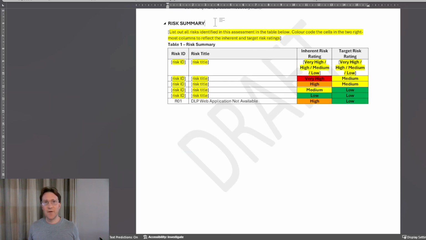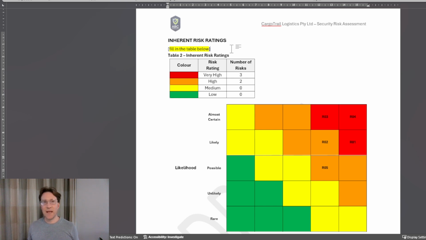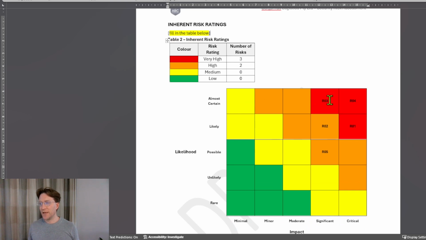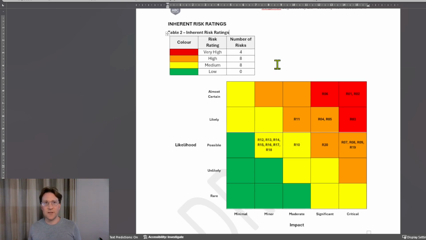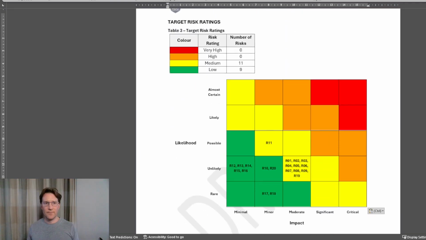Now that we know the inherent and target risk ratings for each risk, we can come up to the risk summary section of the document and fill in the risk summary table. This table lets someone reading the report get an overview of the different risk ratings, just looking at this simple table near the top of the document. Below the risk summary table, we then have the inherent risk matrix, where we can visually display each risk, including the likelihood and the impact. And we can do the same further below for the target risk ratings.